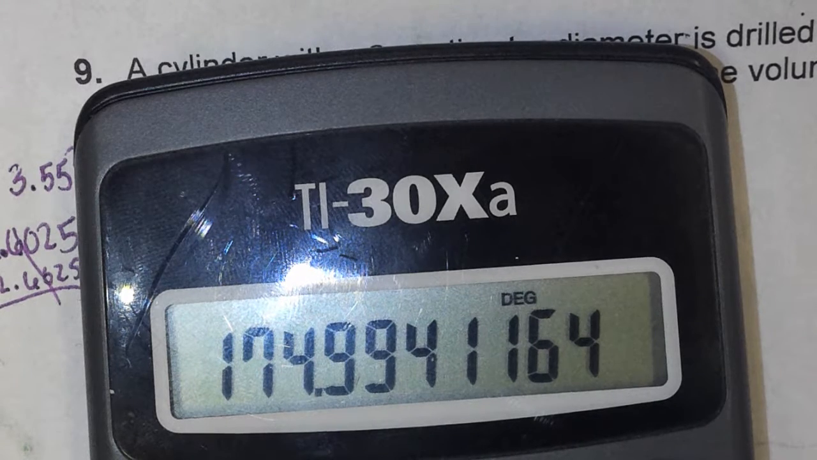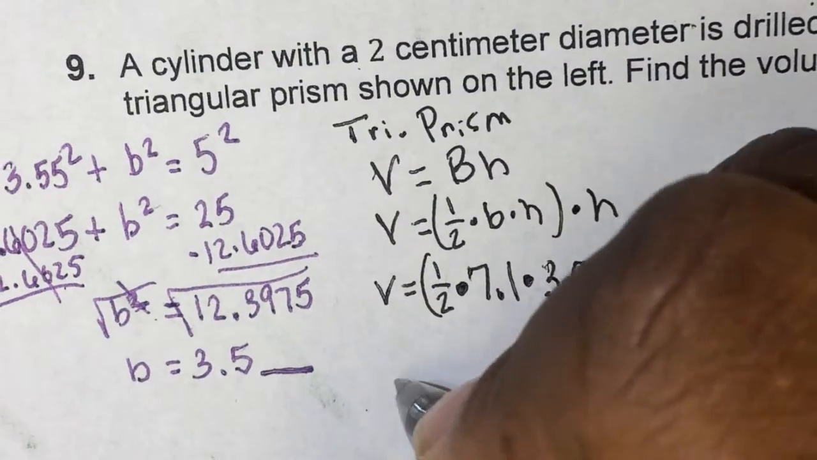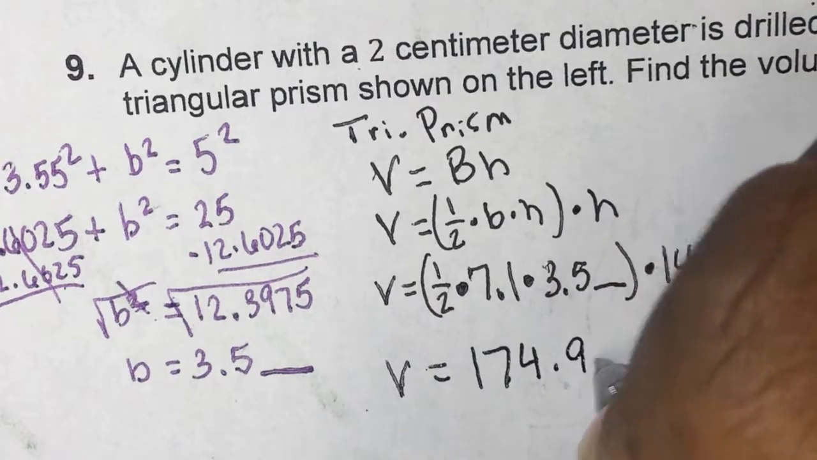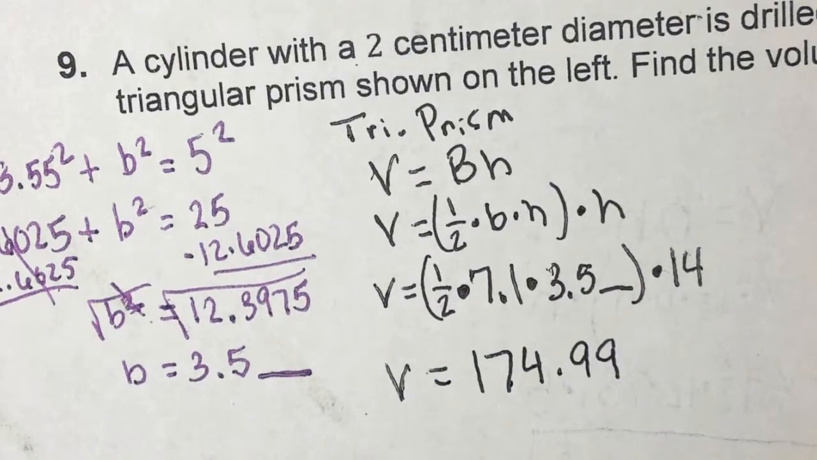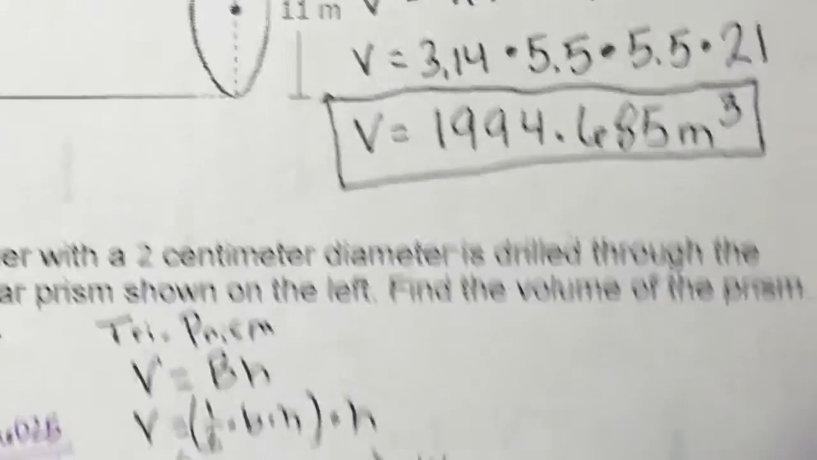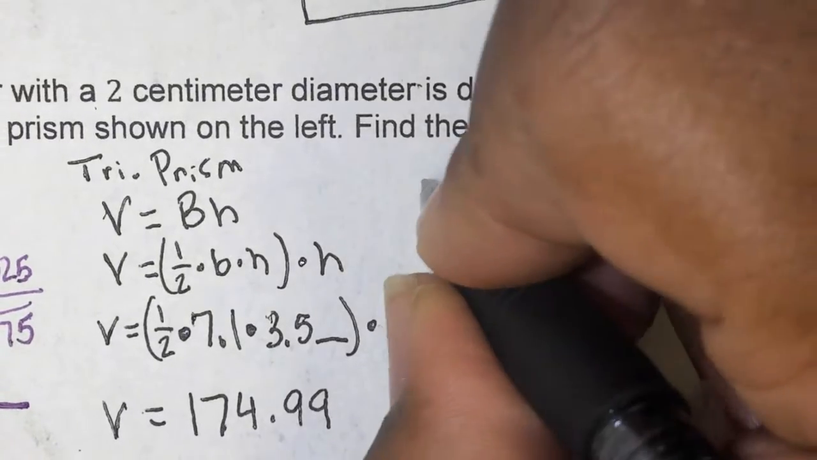So, when you get that, we didn't tell you how to round. We're just going to round to the hundredths. 174.99. We're going to use that number. And then that's not our answer yet because we still got to find the volume of that hole and cut it out. So next we need to do the cylinder.